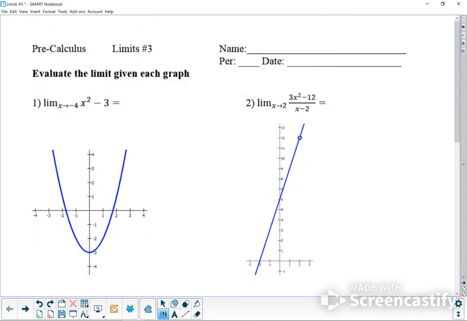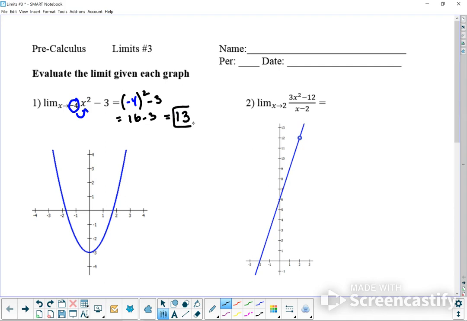So what else can I do? Even though there's a graph, I can't utilize the graphing technique, so I can also try substitution. Plug -4 in there. So this is going to give me -4 squared, then -3. Okay, and -4 squared is 16 minus 3. That gives me a final answer of 13.